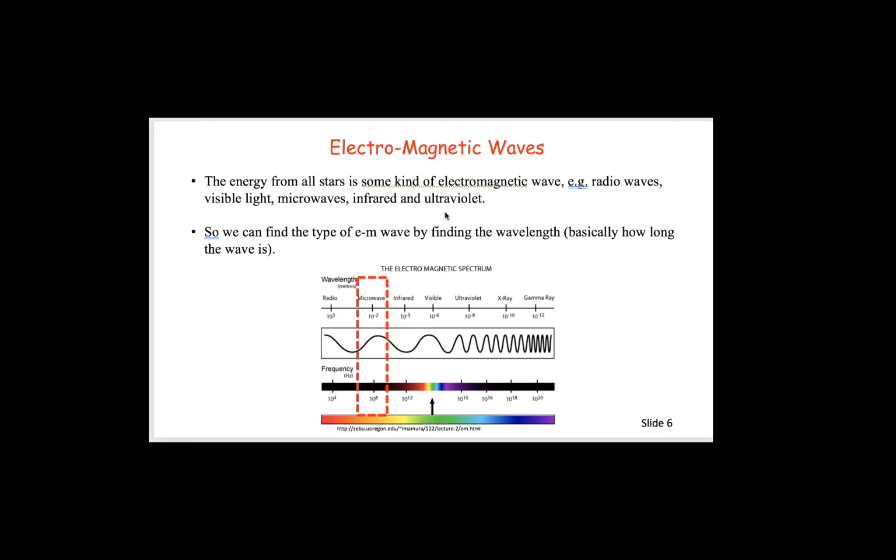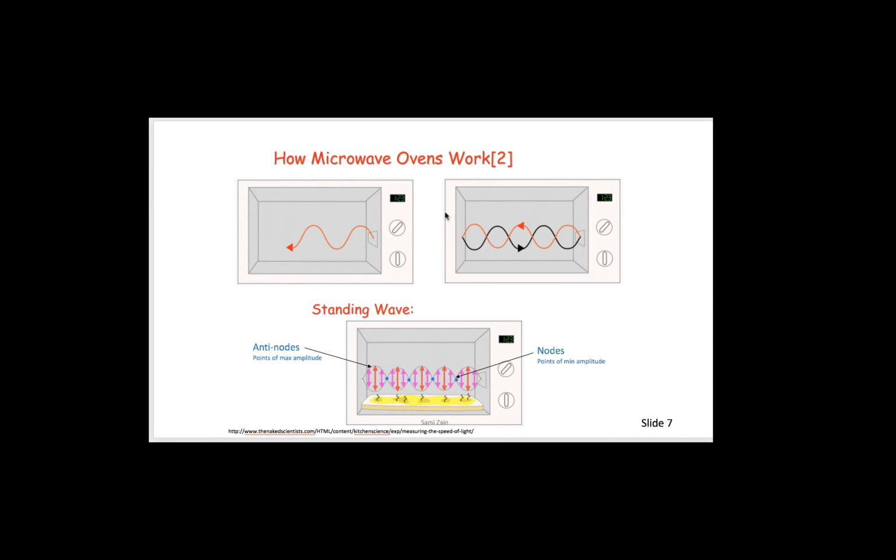Electromagnetic waves. The energy released from all stars is some kind of electromagnetic wave. Radio waves, visible light, microwaves, infrared, and ultraviolet are all examples of electromagnetic waves. So we can find the type of electromagnetic wave by finding the wavelength, basically how long the wave is. Please turn to slide 7.